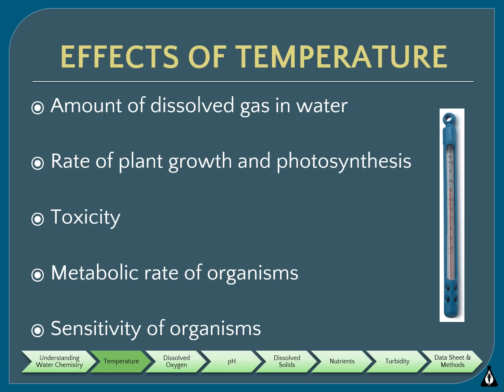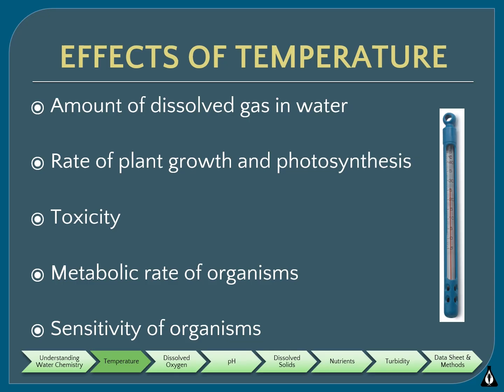So let's talk about the effects of water temperature. As water temperature increases, the amount of dissolved gas that's available in the water is going to decrease, specifically dissolved oxygen. The rate of plant growth increases with warmer temperatures, and more plant growth means more dissolved oxygen because of photosynthesis. The rate of photosynthesis from plant growth changes with temperature as well. And photosynthesis is important to aquatic ecosystems since plants produce oxygen only during the daylight hours.